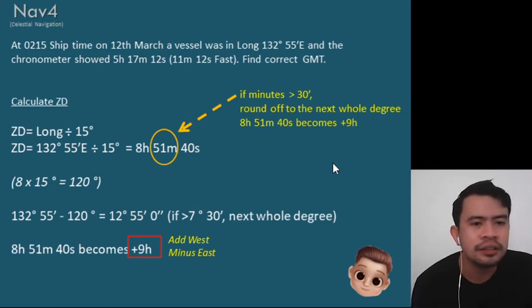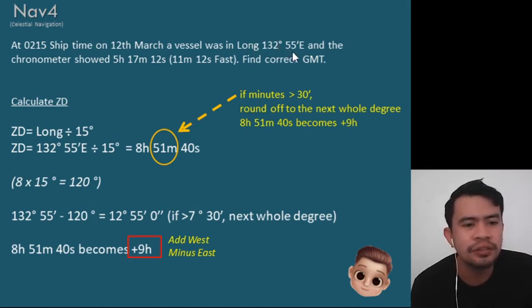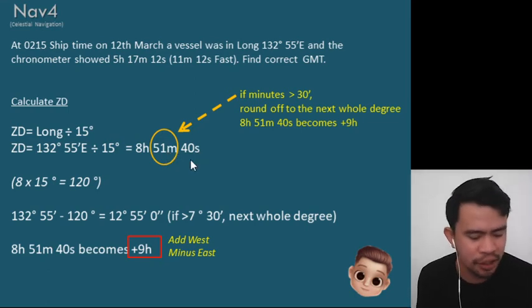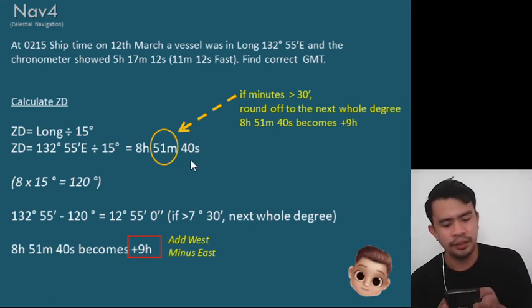Well, ito ang ating longitude, 132 degrees 55 minutes east. I-divide 15 natin siya. So we have your 8 hours, 51 minutes, 40 seconds on our calculator. Confirm natin. So 132 degrees, 55 minutes divided by 15.